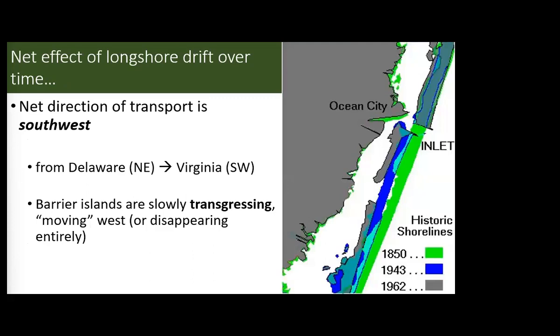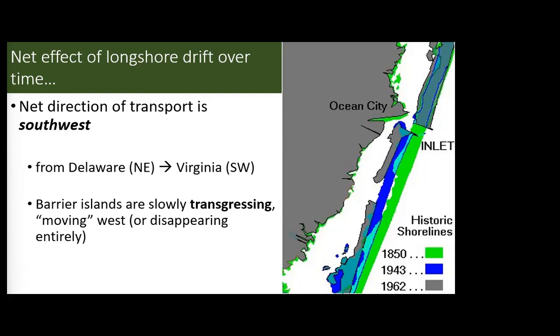So this is that green that you see there. That's the historic shoreline. So we're looking at historic shorelines from maps, then from aerial imagery, and then after that, we're getting satellite imagery and what we see today. So most of what you see in gray from 1962 on, that's pretty stable. It hasn't really changed much since then.